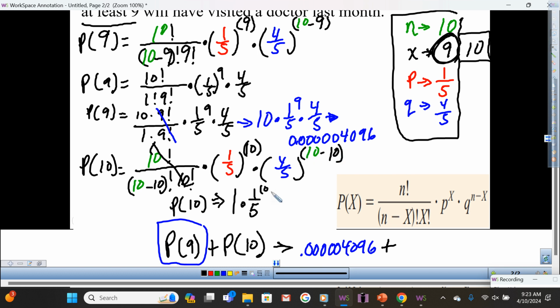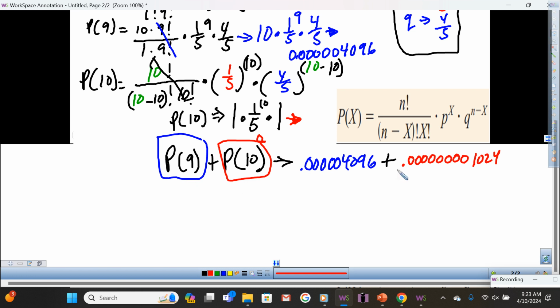And 10 minus 10 is 0, so any number to the 0 power is 1. That is correct. So 1 times 1 times 1/5 to the 10th. What is 1/5 to the 10th? Calculators calculate. So let me start with 0 point, how many zeros? 8. So point, 1, 2, 3, 4, 5, 6, 7, 8. 1, 0, 2, 4. So that was P of 10.